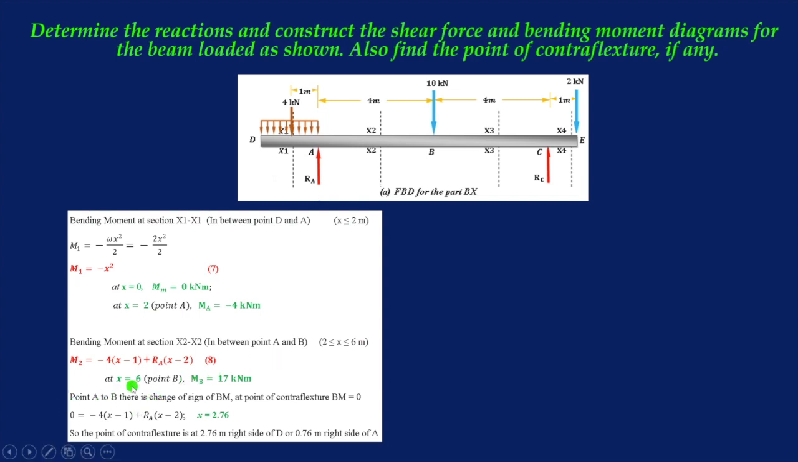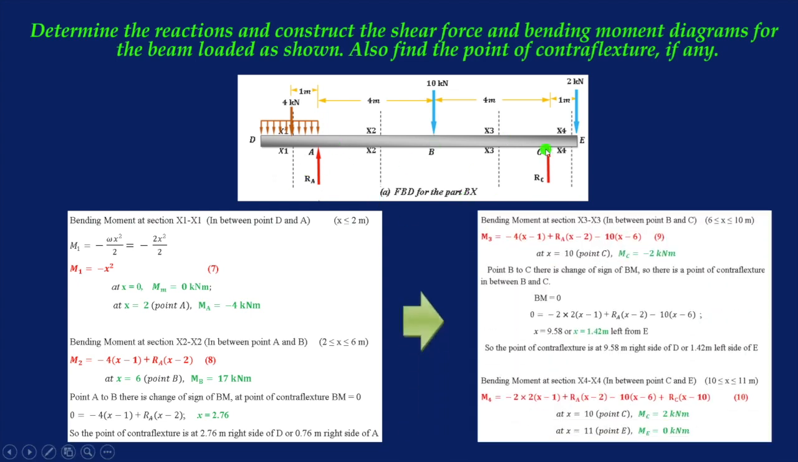Now substitute M2 equals 0 and solve it, and we are getting x equals 2.76 meter. As I have told you, all the distance is measured from D, so this is the distance from D, 2.76. If we are measuring from A, the distance is 2.76 minus 2, that is equal to 0.76 meter from A, on the right side. So on the right side of point A, at 0.76 meter, there is a contraflexure, meaning the bending moment is 0.